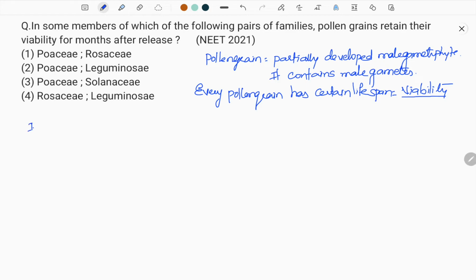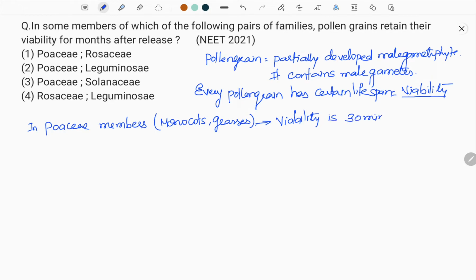In Poaceae, members are monocots, they are grasses. We can give lots of examples for them. Pollen viability is just 30 minutes. Yes, it's not false, it is true. It is just 30 minutes, just half an hour.